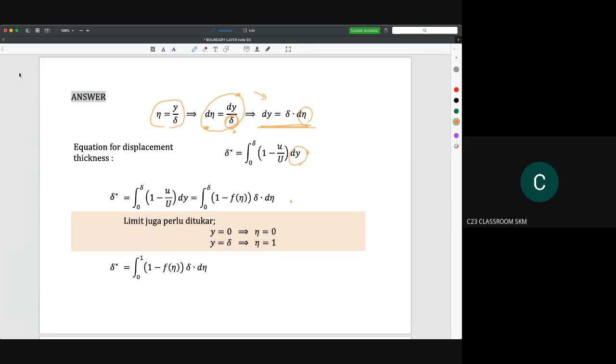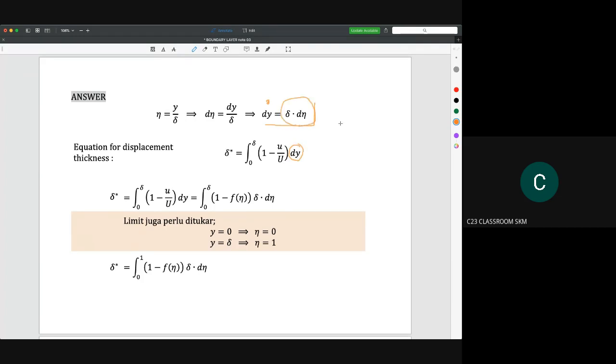Please remember that we differentiate d eta over dy. Then we rearrange the terms, so we have dy equal delta d eta. I think you already know why we need to do this, because we want to replace the term dy here with the new terms here.